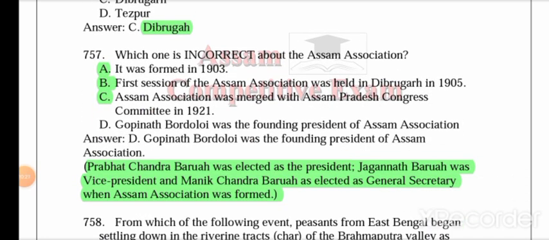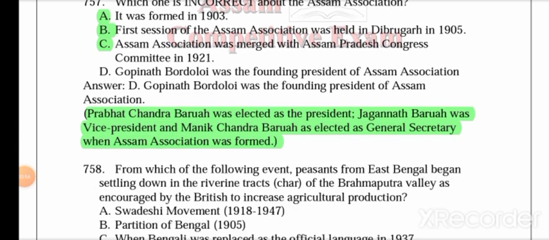And we have to find the incorrect one. So A, B, C would be correct. Assam Association was formed in 1903. First session was held in Dibrugarh in 1905. Assam Association was merged with Assam Pradesh Congress Committee in the year 1921. And Prabhat Chandra Barua was elected as the president, Jagannath Barua was vice president, and Manik Chandra Barua was elected as the general secretary when the association was formed.